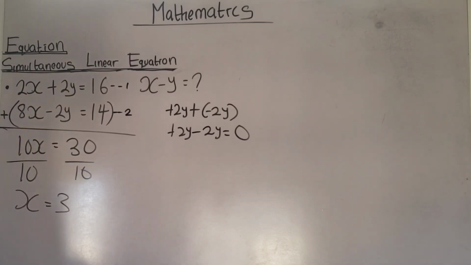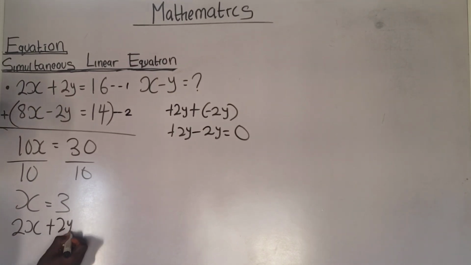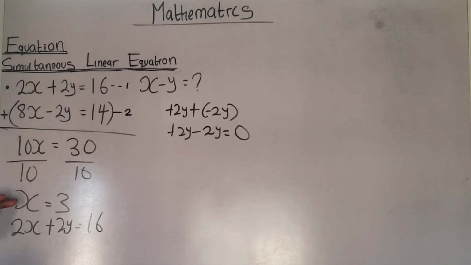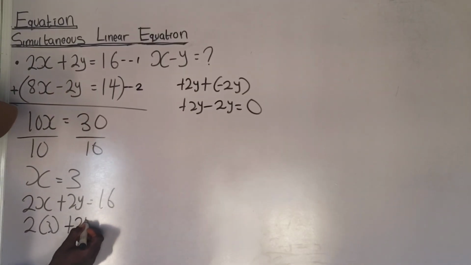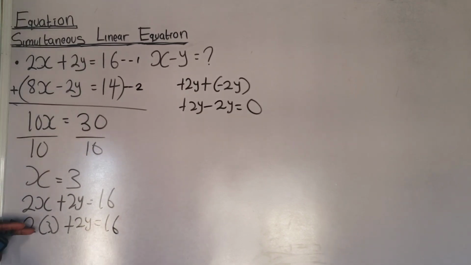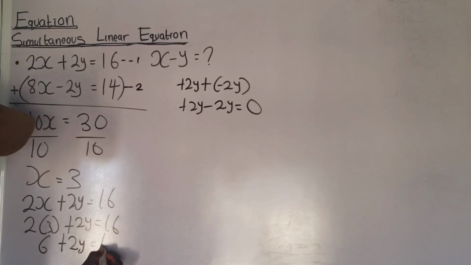Now, having gotten the value of x as 3, I can easily get the value of y by substituting the value of x into any of these equations. I can use equation 1 or equation 2. In this case, I'm going to use equation 1. Equation 1 is 2x plus 2y is equal to 16. Now, x is equal to 3. I'm going to have 2 into bracket 3 plus 2y is equal to 16. Do you understand? Now, 2 multiplied by 3 is 6. So I'm going to have 6 plus 2y is equal to 16.